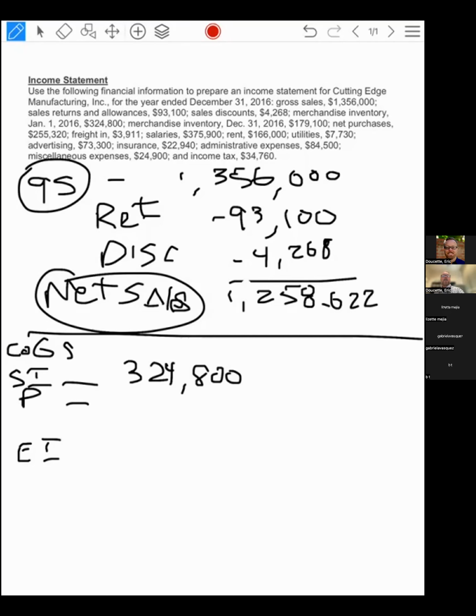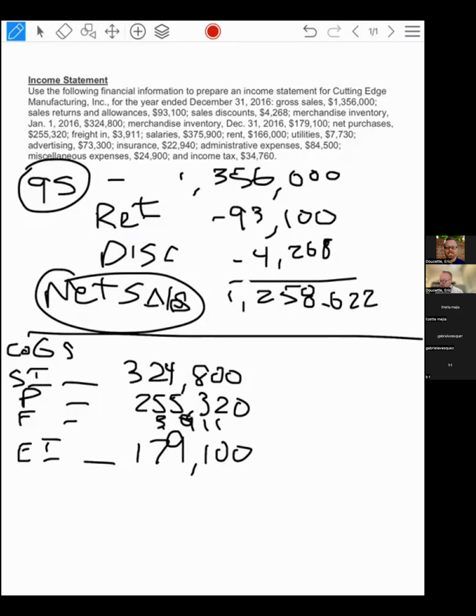I'm going in order. So I had inventory on January 1st, and I had merchandise inventory December 31st. So I wrote that lower down here, ending inventory, which was 179,100. And then I had purchases of 255,320. You guys with me? And then I also had freight in. So we'll just do freight. Sorry, I'm abbreviating. And that's going to be 3,911.